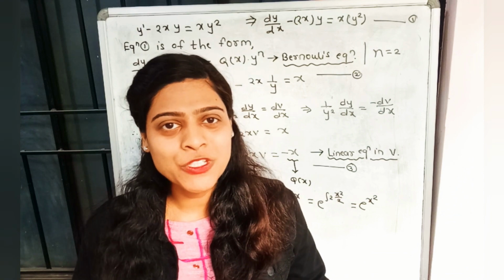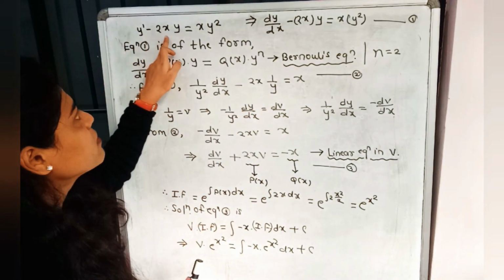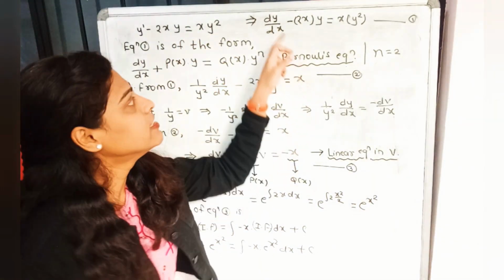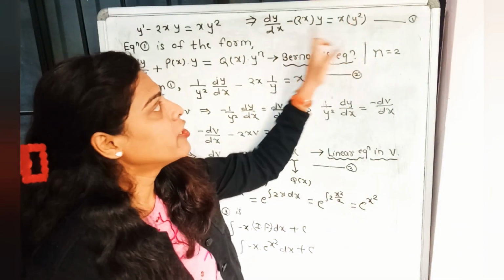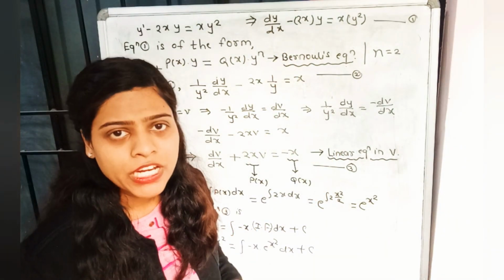Before we start the solution, firstly we have to consider the given equation. The equation is y' minus 2xy equals xy squared. This equation can also be written as dy by dx minus 2xy equals x times y squared. We denote this as equation number 1. Equation 1 is of the form of a Bernoulli equation.